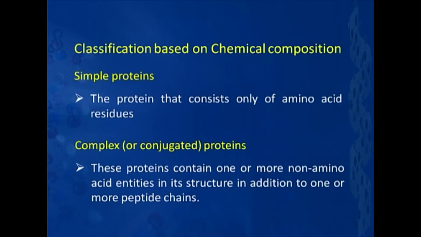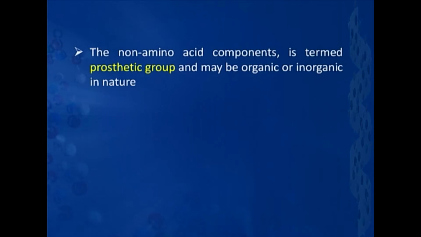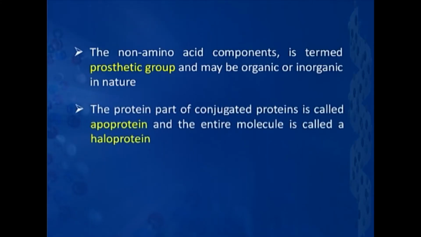Now, in the conjugated protein, the non-amino acid component is termed a prosthetic group, and this prosthetic group may be organic in nature or inorganic in nature. Maybe a coenzyme is there, or maybe a metal ion is there, or maybe a carbohydrate unit is there. So, there are different kinds of prosthetic groups which are possible. Further, in such a conjugated protein, the protein part is called apoprotein. The non-protein part is called the prosthetic group, as we have seen, and the entire molecule, that is a combination of apoprotein and prosthetic group put together, is referred to as holoprotein.